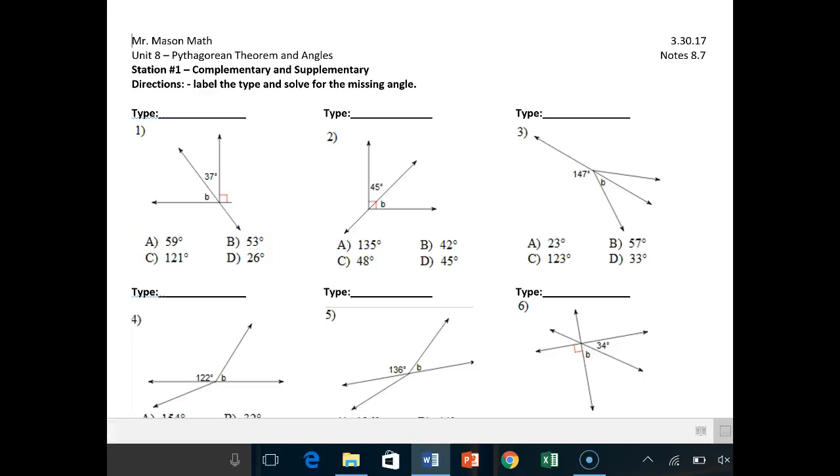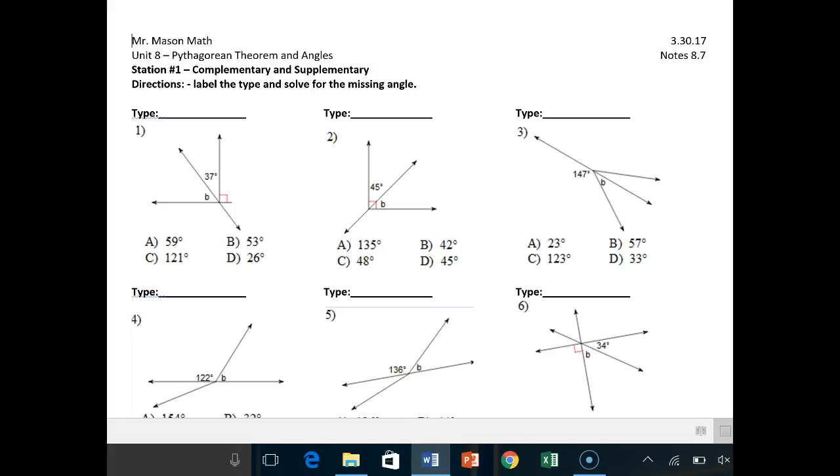So today we're going to go ahead and do some stations in prep for our test Monday. I'll be collecting your binder on Monday, and you'll have a Unit 8 test on Monday on Pythagorean theorem and angles. So the first station is just being able to recognize complementary and supplementary relationships.